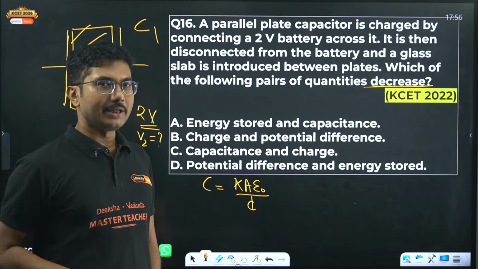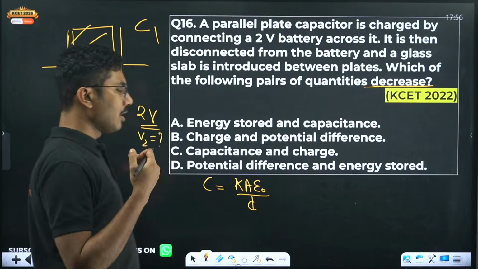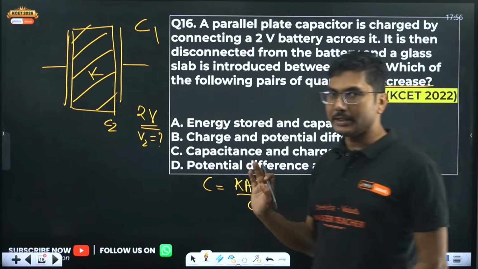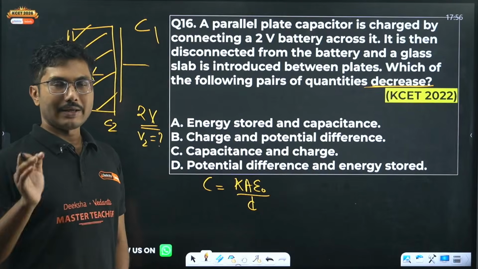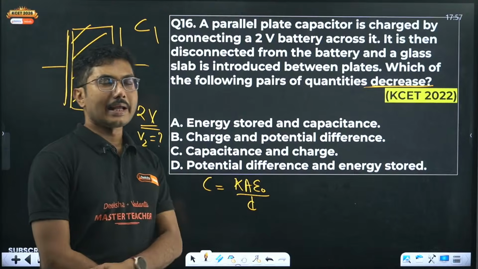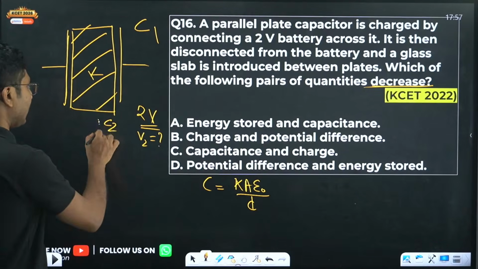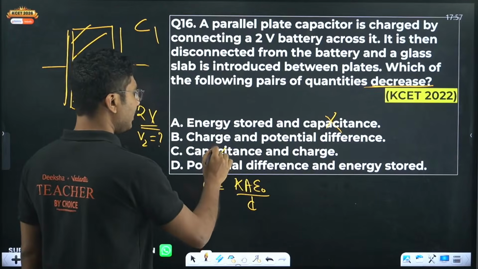For any other medium, K is always greater than 1. For vacuum and air, K equals 1. K value cannot be less than 1. So if you add a dielectric medium, capacitance always increases. So options which have capacitance in them are actually wrong.